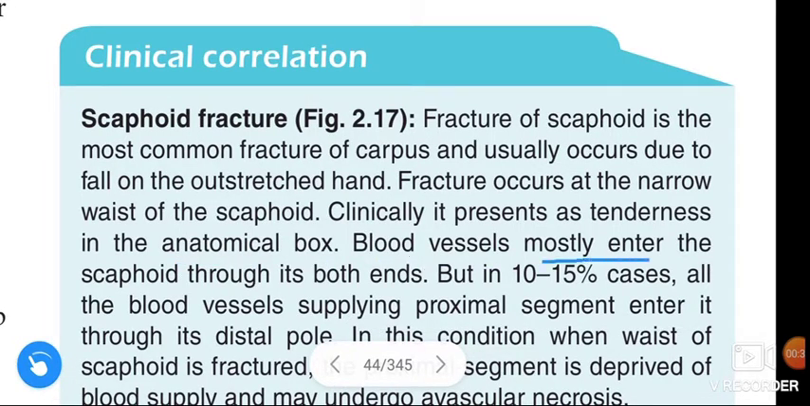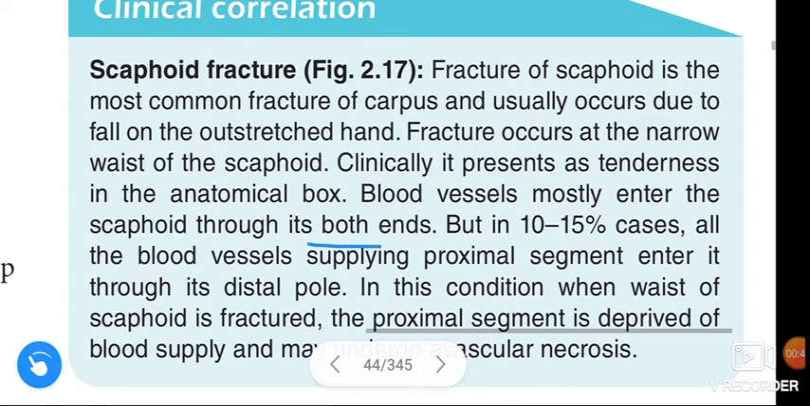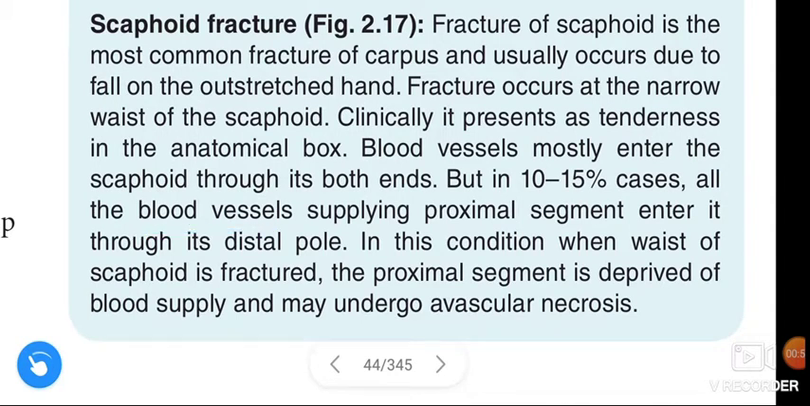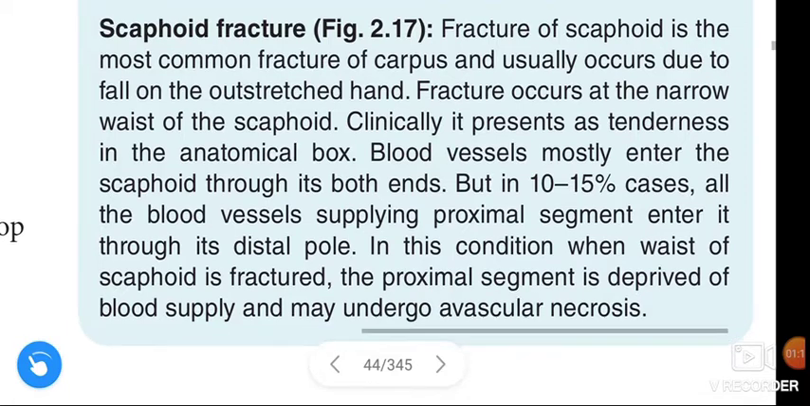Blood vessels mostly enter the scaphoid through its both ends, but in 10 to 15% cases, all the blood vessels supplying the proximal segment enter it through the distal pole. In this condition, when the waist of the scaphoid is fractured, the proximal segment is deprived of blood supply and may undergo avascular necrosis. See once again.